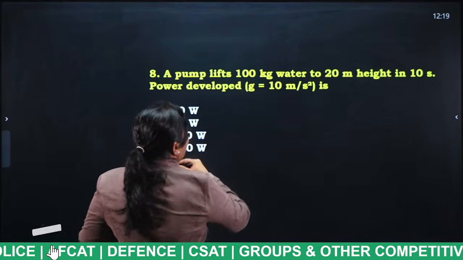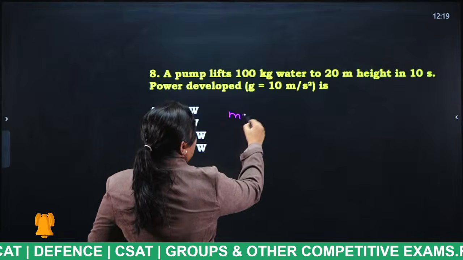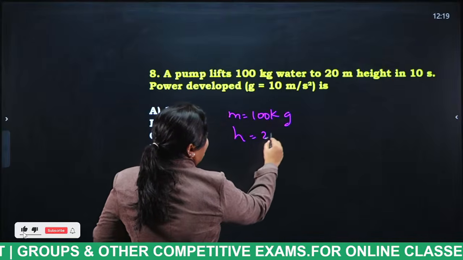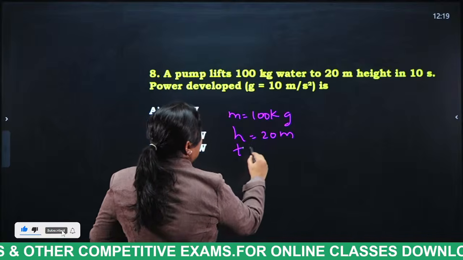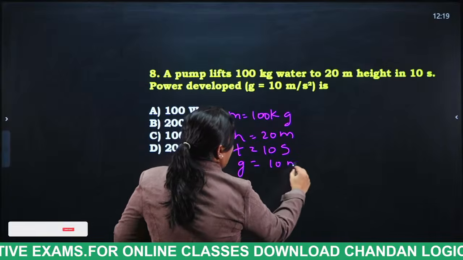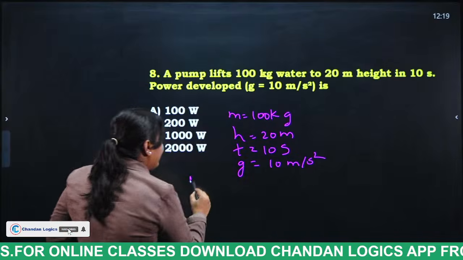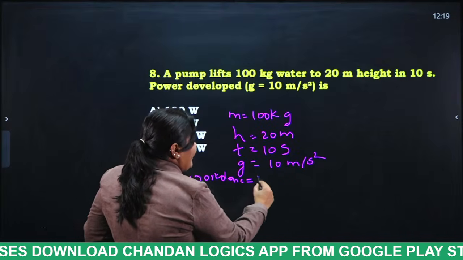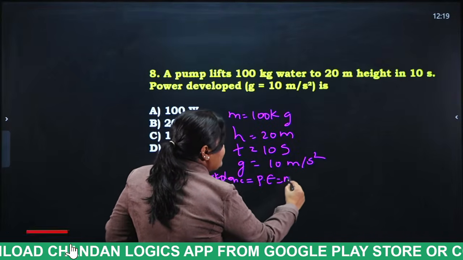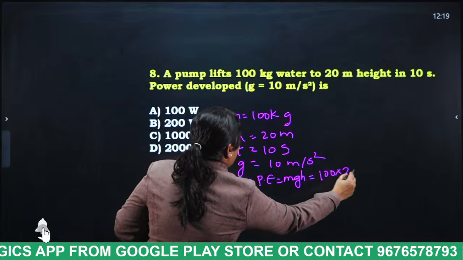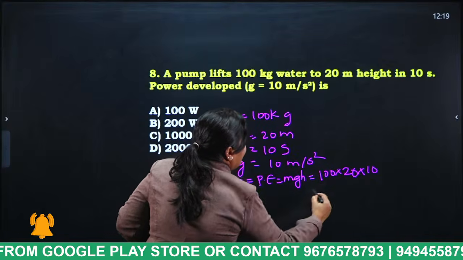So, what are the given values, students? Mass is equal to 100 grams, and height is equal to 20 meters, time is equal to 10 seconds and g is equal to 10 meters per second squared. At first we have to find the work done. Work is done in the form of what, students? In the form of potential energy. We all know that potential energy is equal to mgh. 100 into 20 into 10. So what will you get, students?